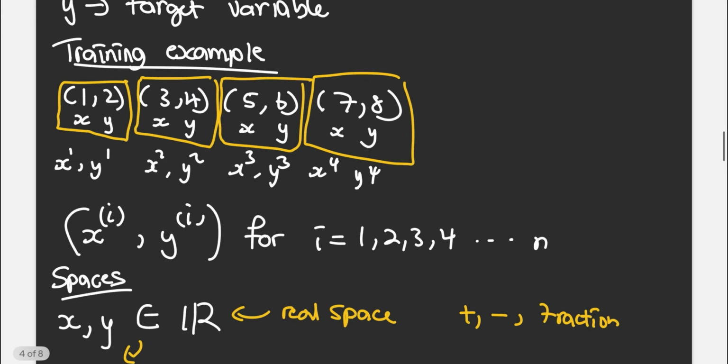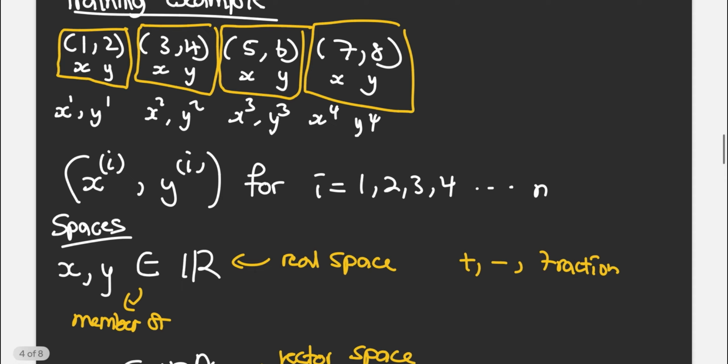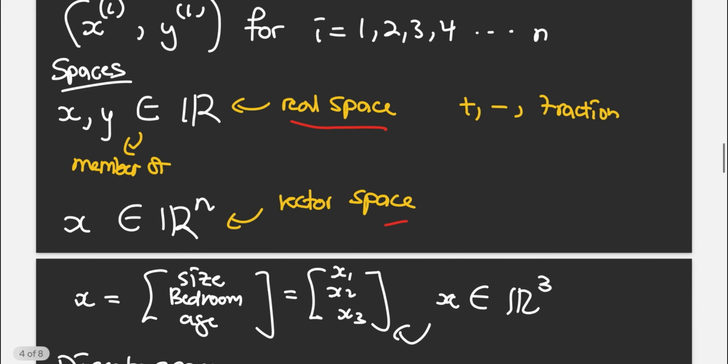This is what we call a training data set, where you have x to the power of i, with x^(1) being the first training example and x^(2) the second training example. All of these are input features, by the way, and y^(i) represents the output that we get out. And we say that x and y can be part of certain spaces. So x and y can be part of the real space, or can be part of the vector space.